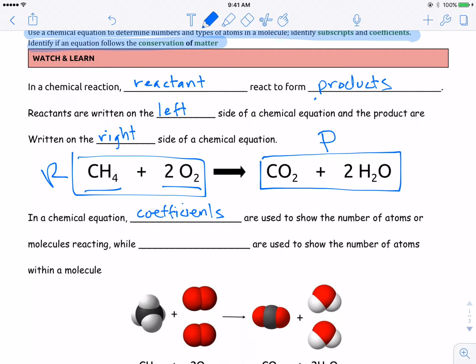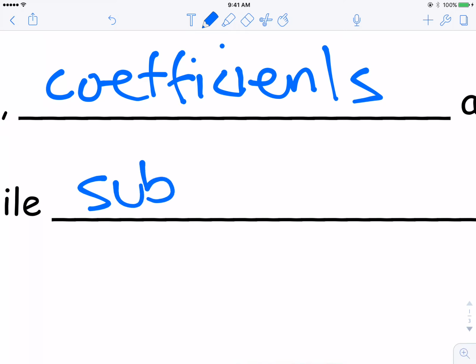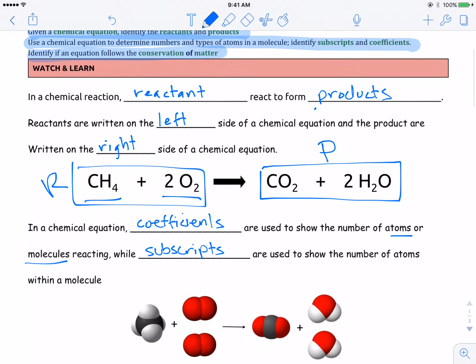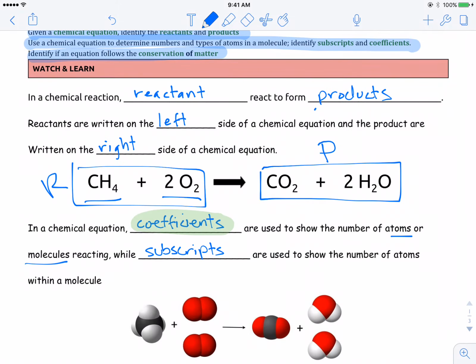And so in a chemical equation, we use coefficients to show the number of atoms or molecules reacting, while subscripts are used to show the number of atoms within a molecule. So a coefficient is something that's written in front of a molecule. So this 2, for example, is a coefficient in front of oxygen. This 2 is a coefficient in front of water.